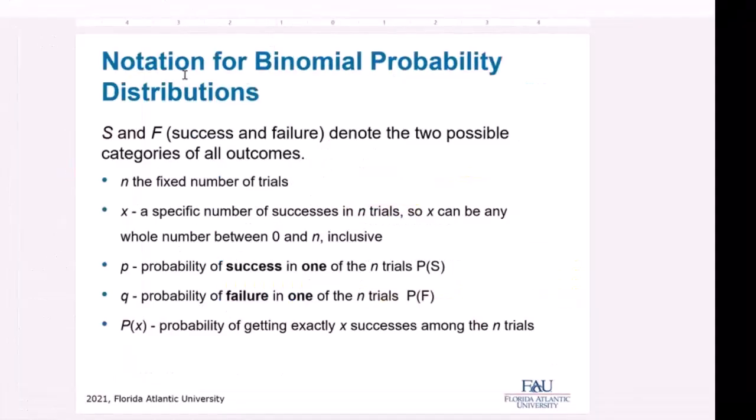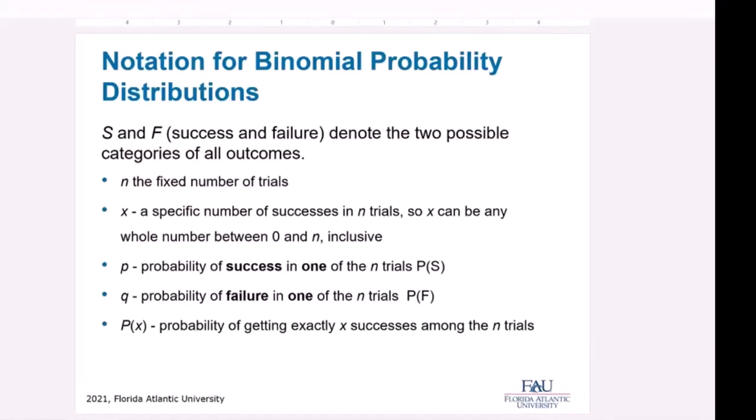Notation for binomial probability distribution: S, success, and F will denote failure. And those are our 2 possibilities. N is the fixed number of trials. I'm going to do this 20 times. X is a specific number of successes in N trials.